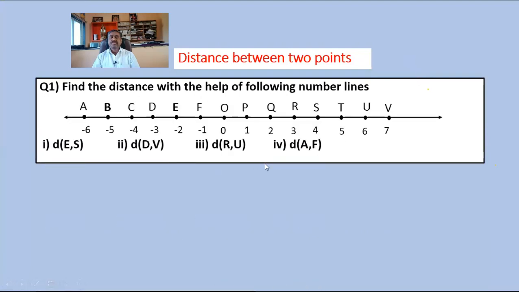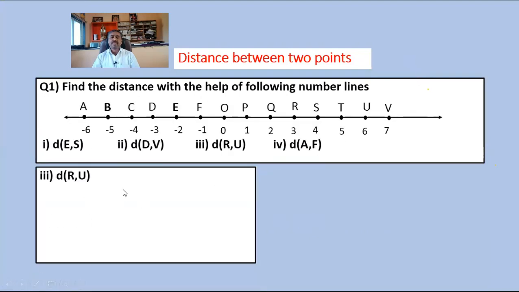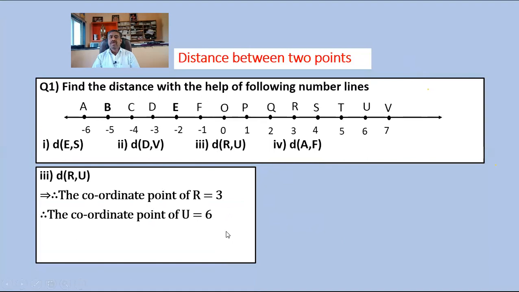To find distance RU, the coordinate of point R is 3, and the coordinate of point U is 6. Both numbers are positive, and 6 is greater than 3. Distance RU is equal to 6 minus 3 is equal to 3.